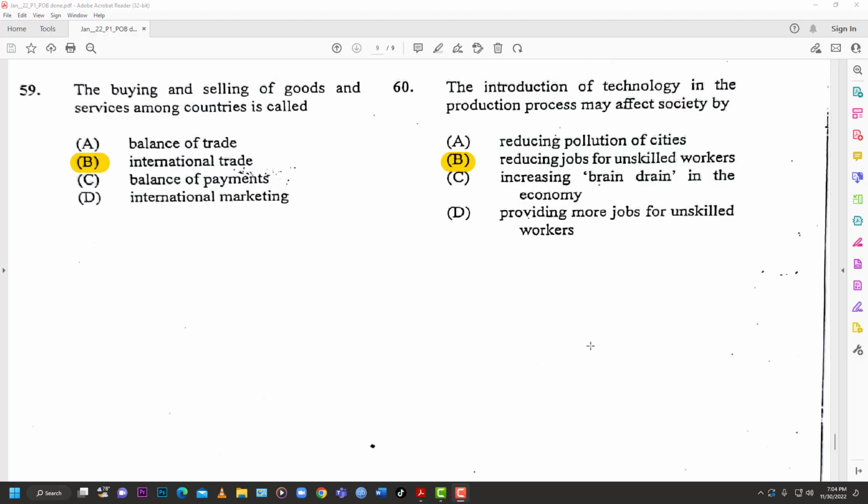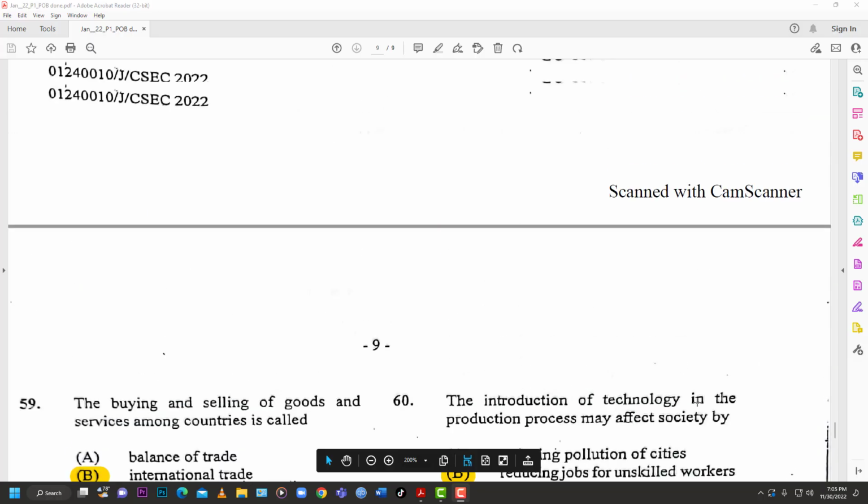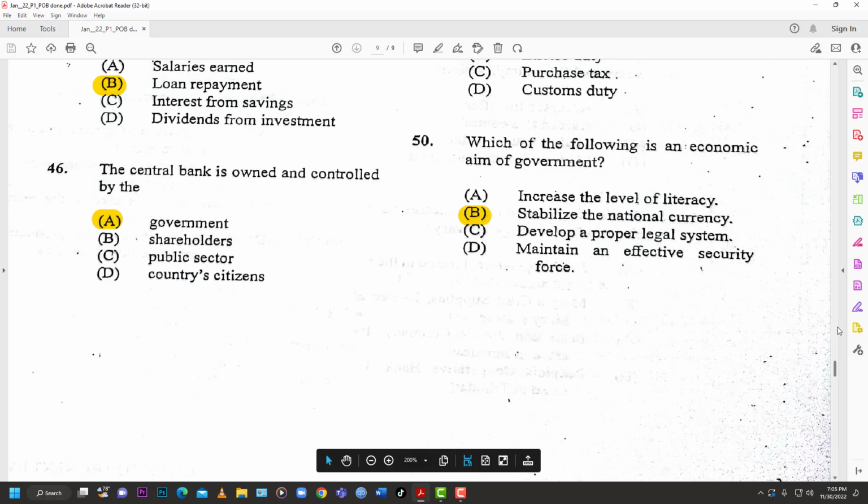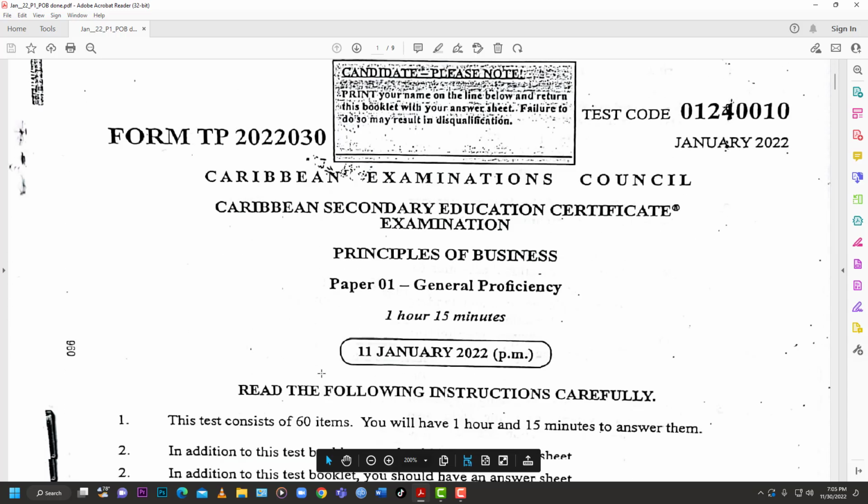59. The buying and selling of goods and services among countries is called, a very easy one, international trade. And to end it off, the introduction of technology in the production process may affect society by B, reducing jobs for unskilled workers. Remember, a lot of these unskilled workers might be replaced by robotics, automation, mechanization, those things. And so that's one of the drawbacks to going more technological. Those who don't have the skill to use that type of technology will be left behind. And so that's the end of the January 2022 paper 1 for principles of business.